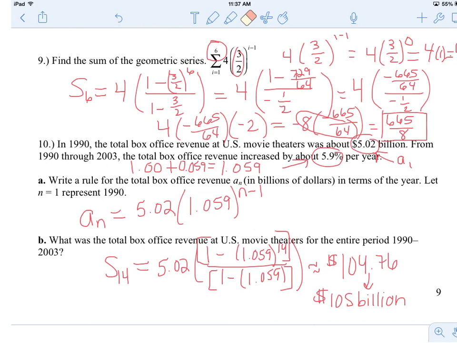Okay, so those are the notes on geometric sequences. Take a look at your textbook if you'd like some more information or to read in more detail and see some other examples. Then you should begin on the homework assignment. Good luck.